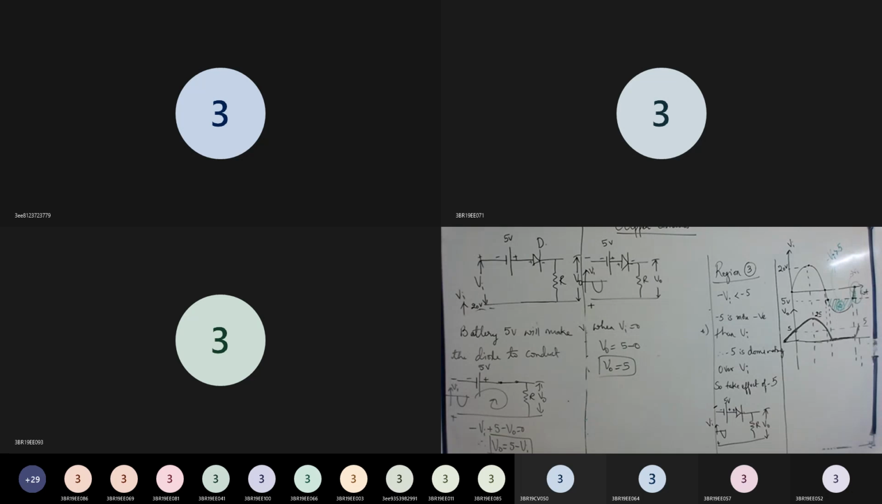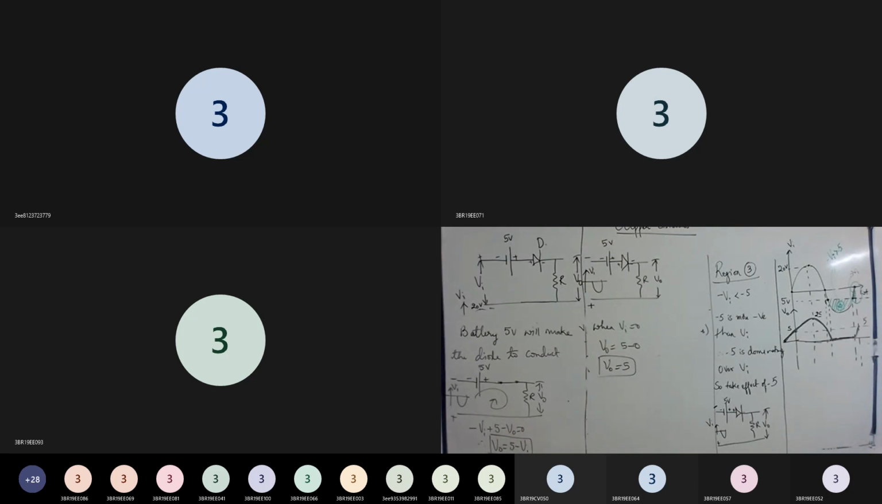If you have any doubt, please ask. Otherwise, we'll move to the next problem. Shall we go for the next? Take the problem statement.